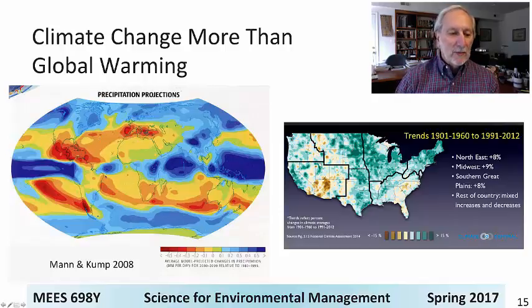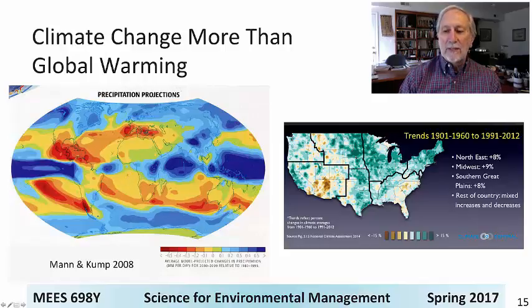These actually are projections rather than actual data. But they show basically this trend of increasing precipitation around the equator and decreasing precipitation at mid-latitudes, particularly these already arid areas like in Mexico and the U.S. Southwest, the North African deserts and the like.